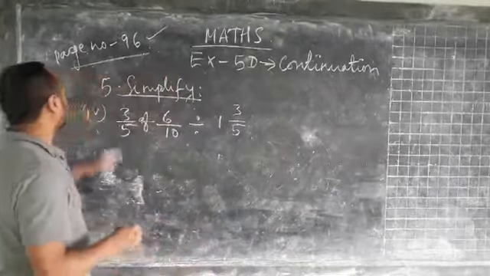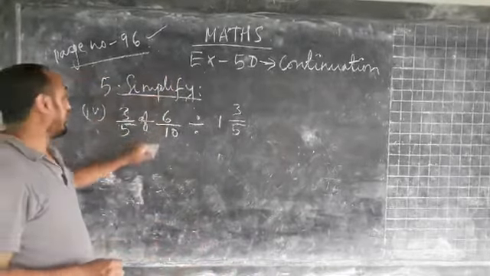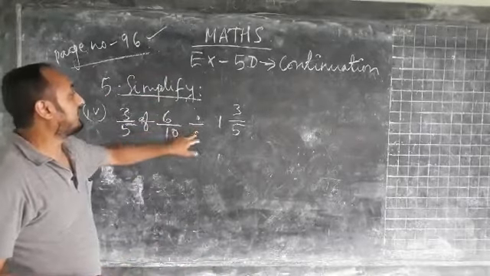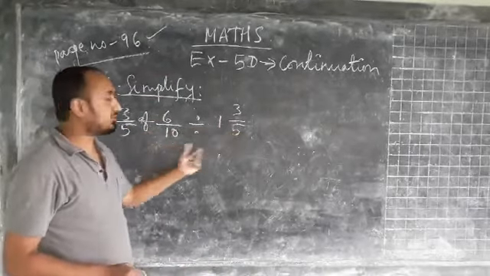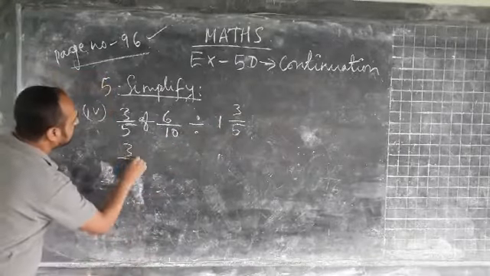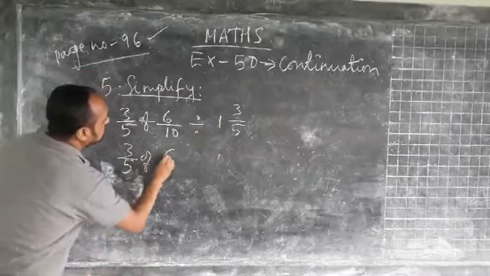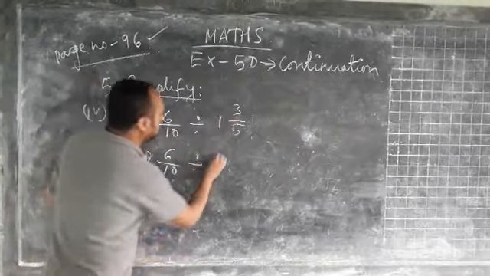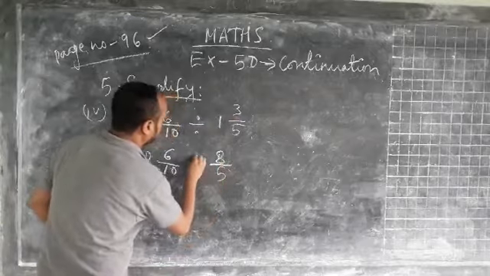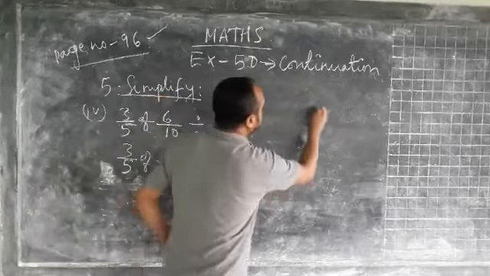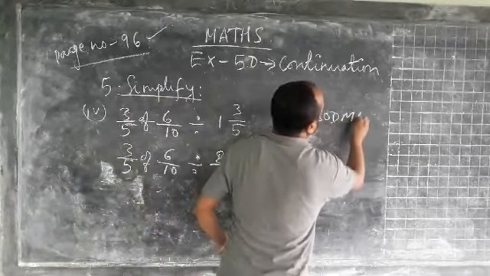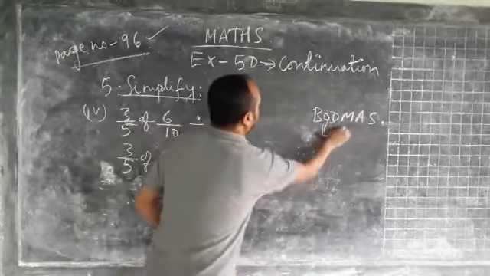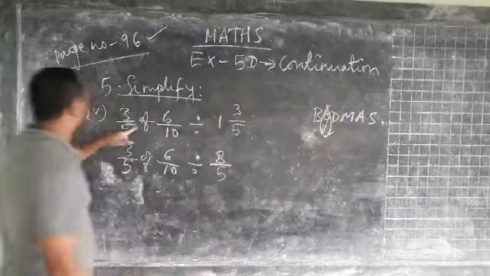The last question from this question number 5, simplify, we have 3 by 5 of 6 by 10 divided by 1 3 by 5. So first we'll simplify this one. 3 by 5 of 6 by 10 divided by 5 1s are 5 plus 3, 8, 8 by 5. Now again you have to follow this BODMAS. So bracket is not there, off is there, okay? This off is there in this question.